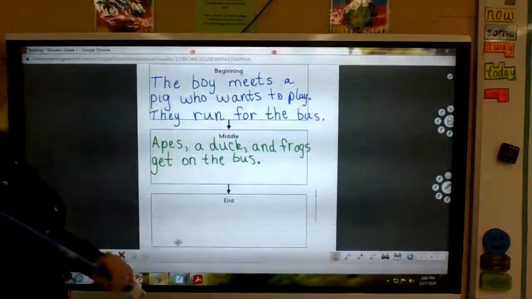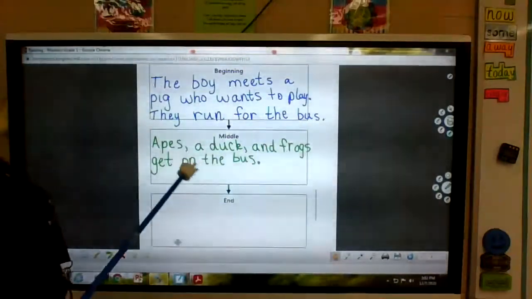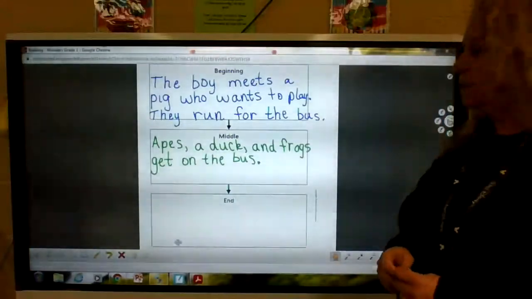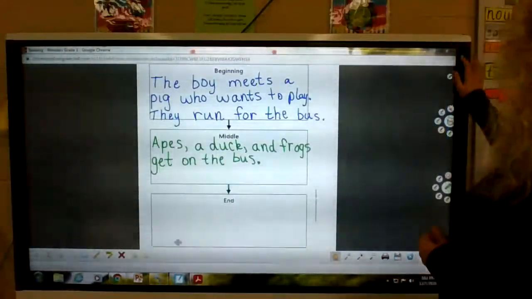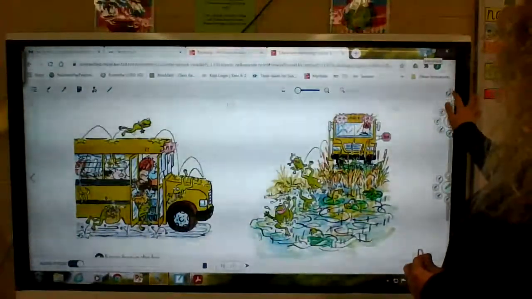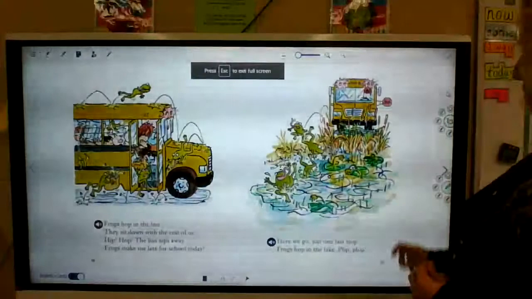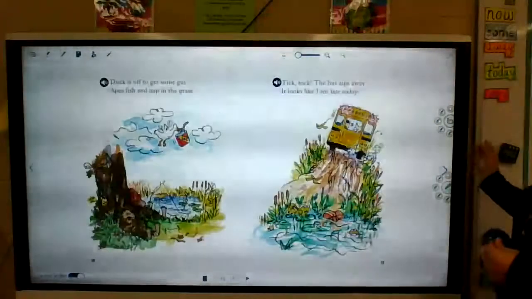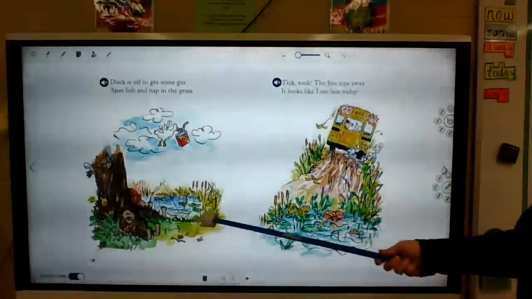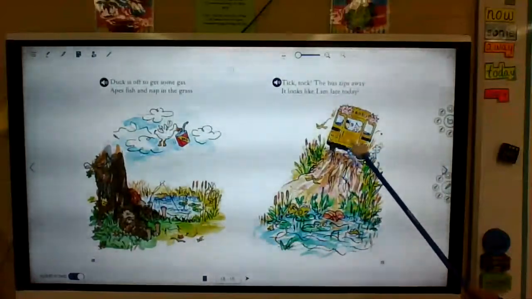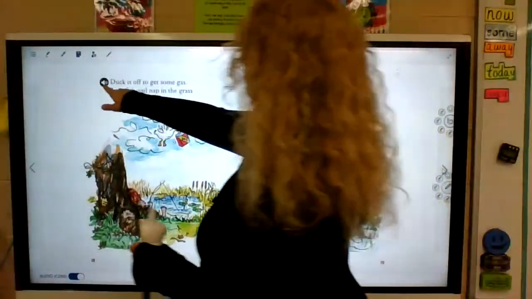Okay, we have also read that the frogs got off the bus, but let's keep reading to make sure. Maybe they all get off the bus, do you think? Because that might be a good prediction. So let's go back to our story now. Okay, so the frogs get out, plip plop. Oh, looks like the apes get off. Pig's still on. Okay, so let's listen to these 2 pages.